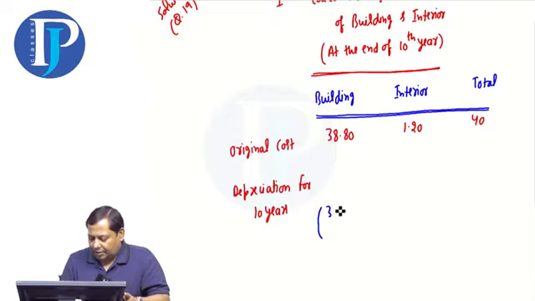It's a simple matter. 38.8 is the cost of the building. Its life is 50 years. Tell me the depreciation for 10 years.